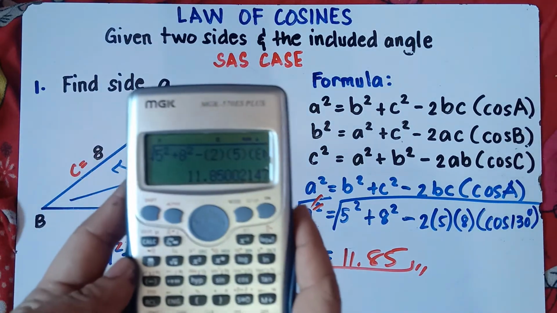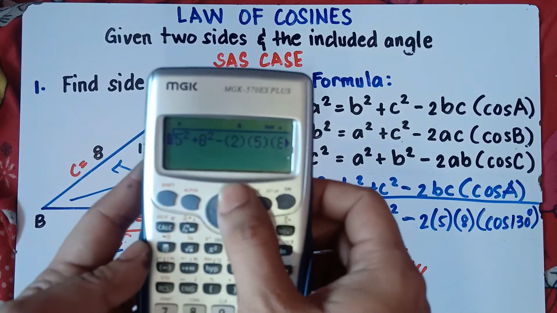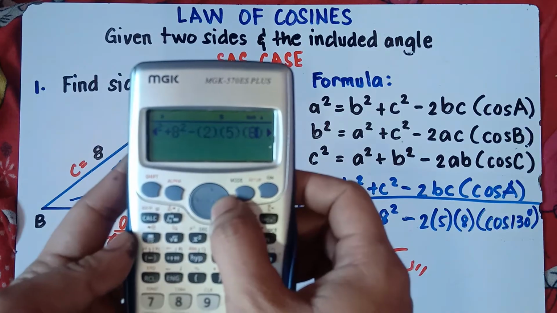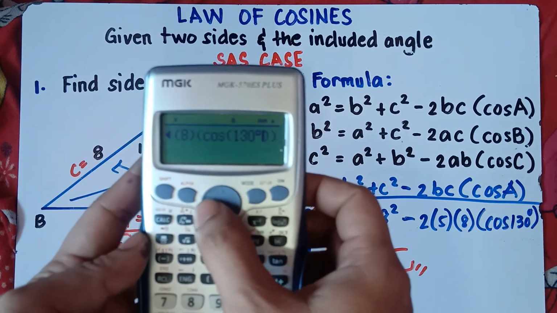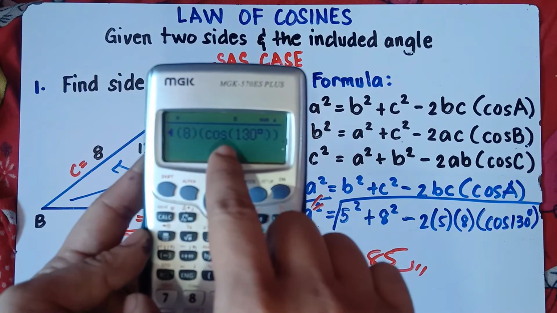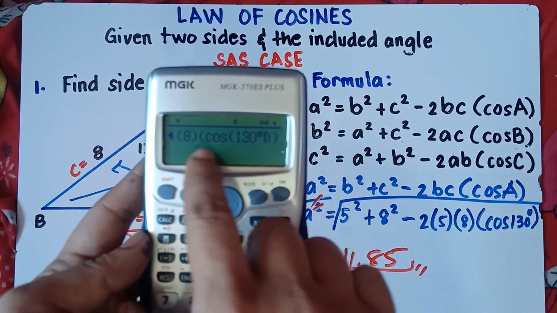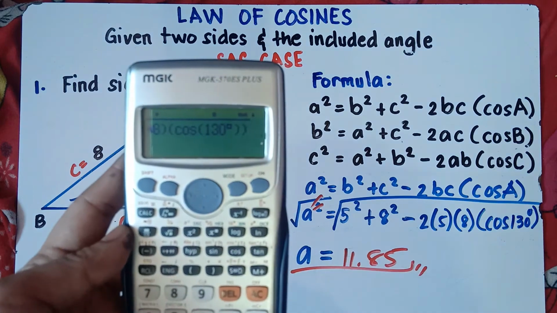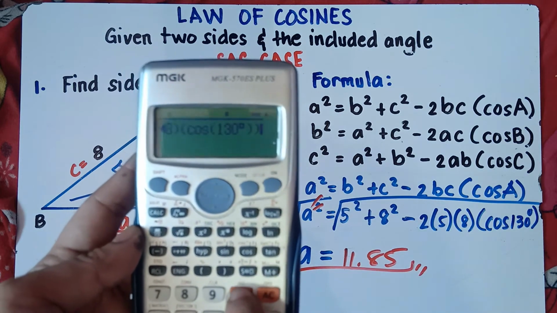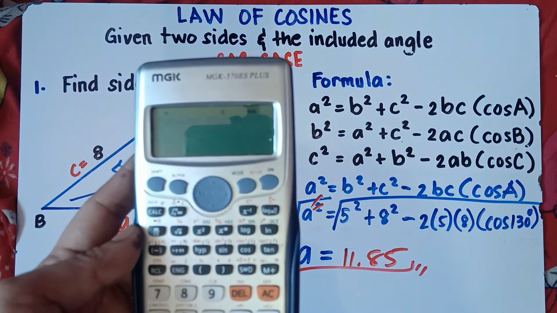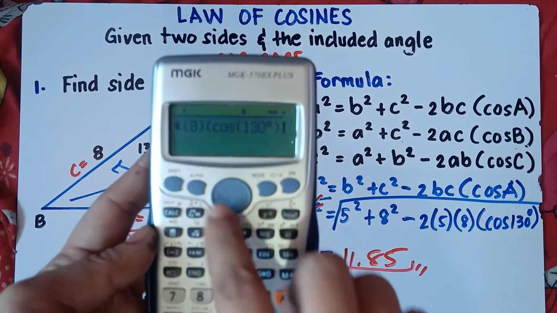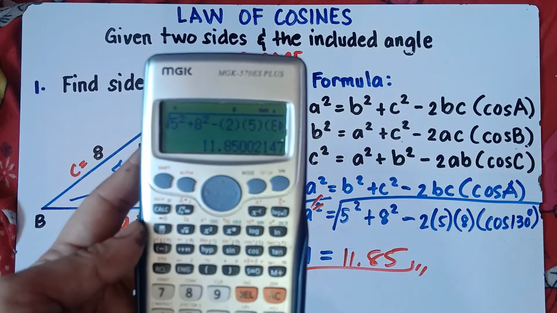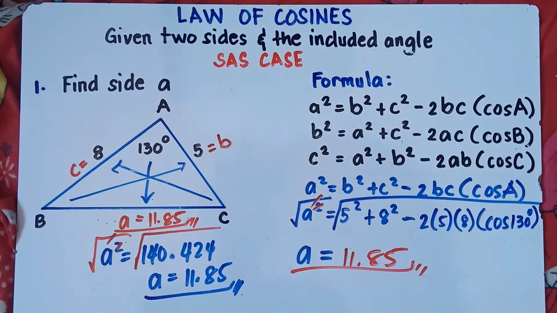Alright, so once again, class, be careful with that one a while ago. Using the calculator, you need to have two close parentheses on the last part. I hope you got that one, class. Because you have two open parentheses near cosine and near 130 degrees, therefore you need to have two close parentheses. If you only have one, of course, you will have a syntax error. So go back, put another parenthesis, and you will have the answer 11.85. That's it, class, for number 1.